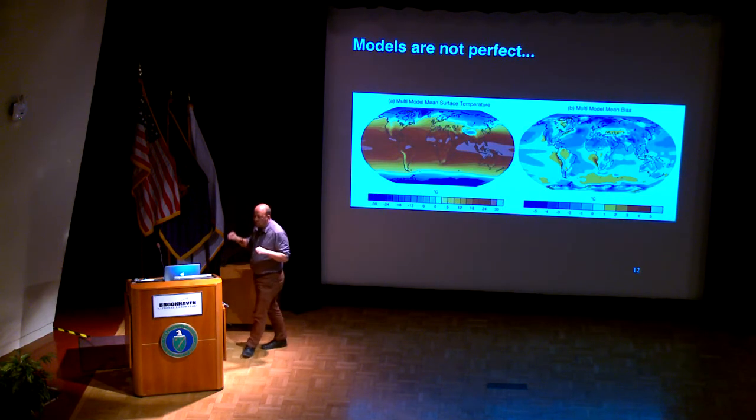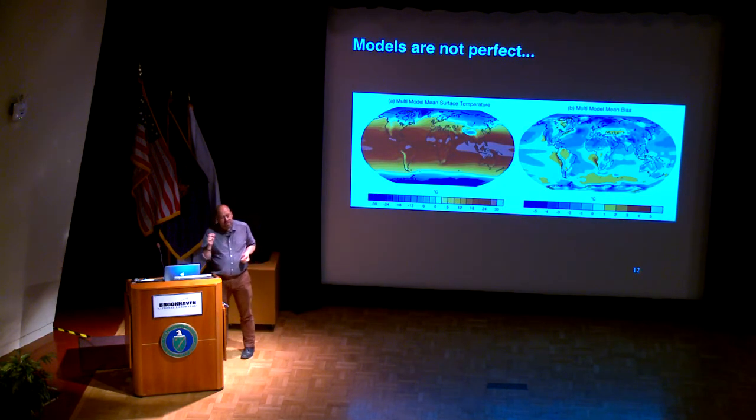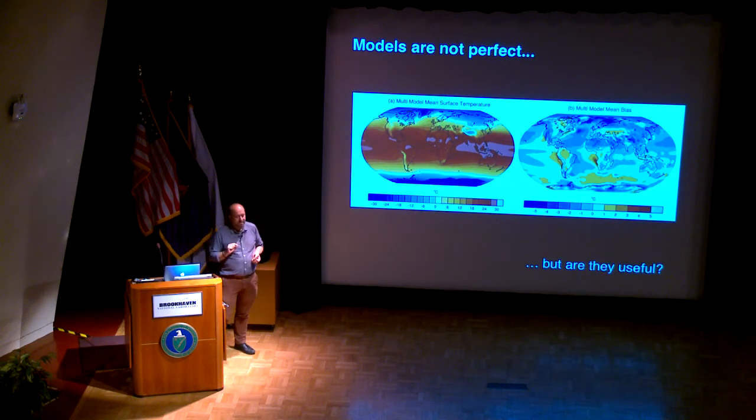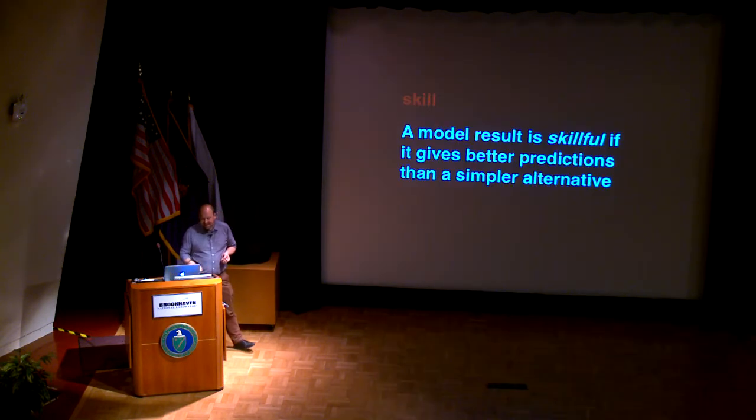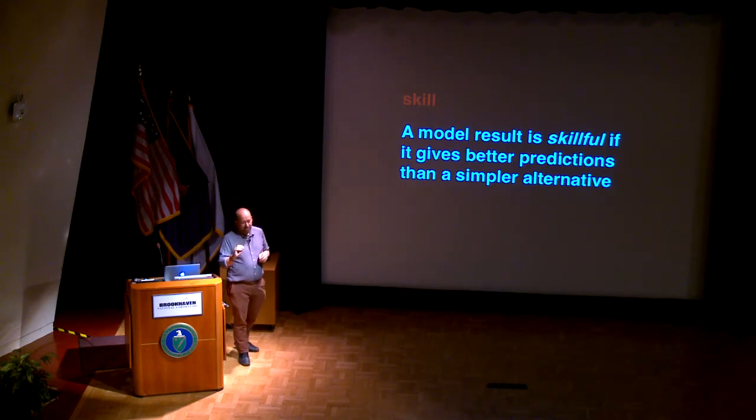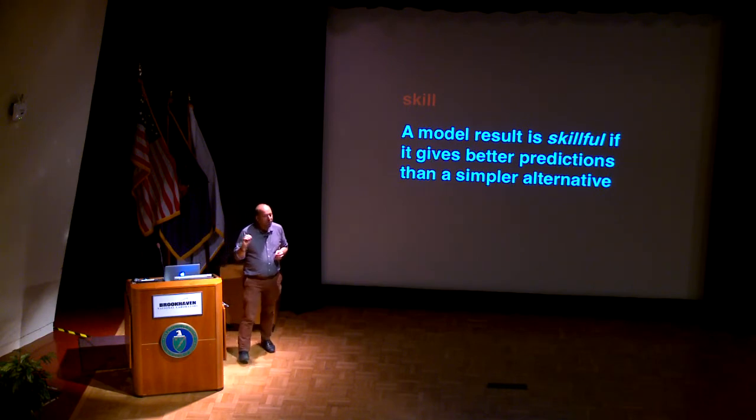And so the question that we have to ask ourselves is not whether the models are right. They're not right. They're always wrong. They're always approximations. They're always incomplete. But the question that we have to ask ourselves is whether they are useful. So let me define that in a more systematic way. What I'm talking about is model skill. And so what is a skillful model?